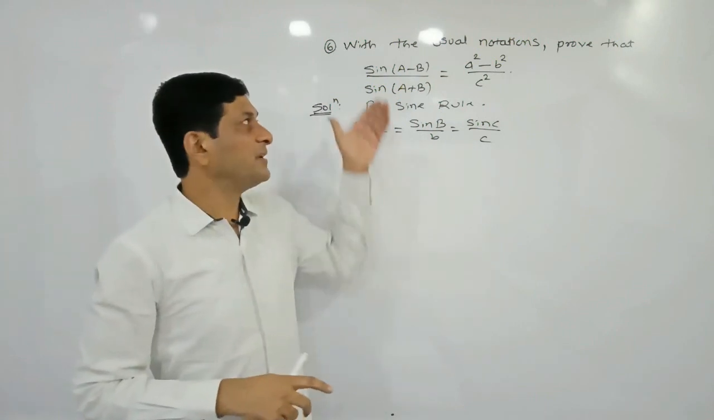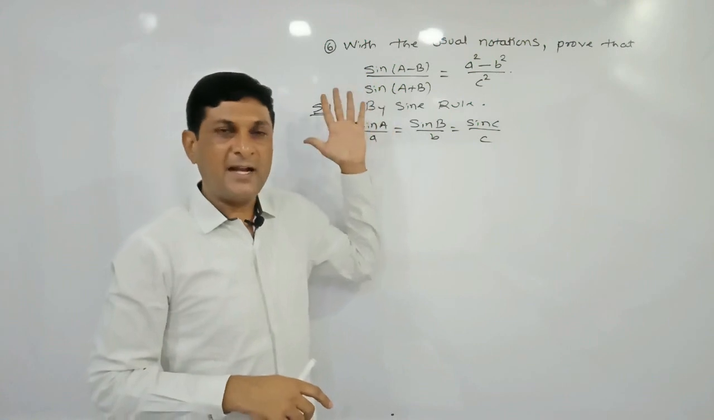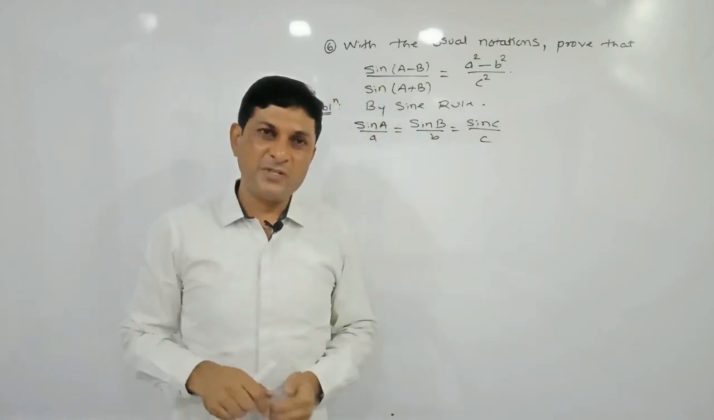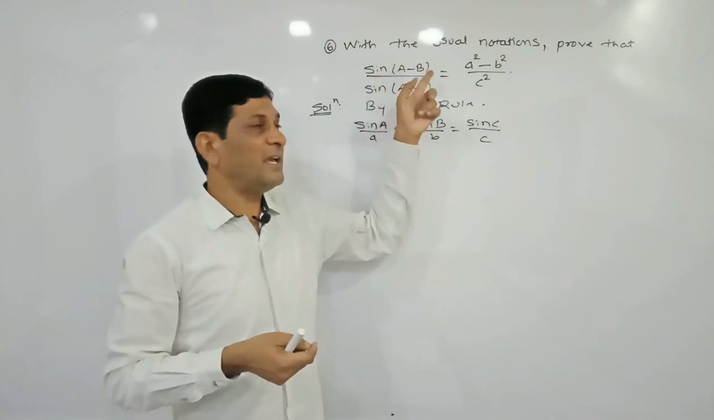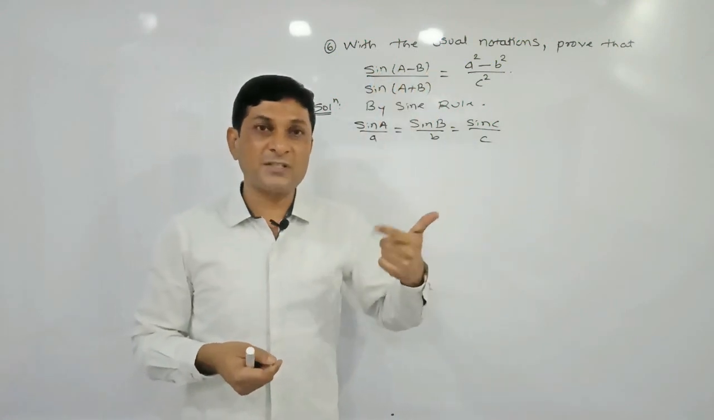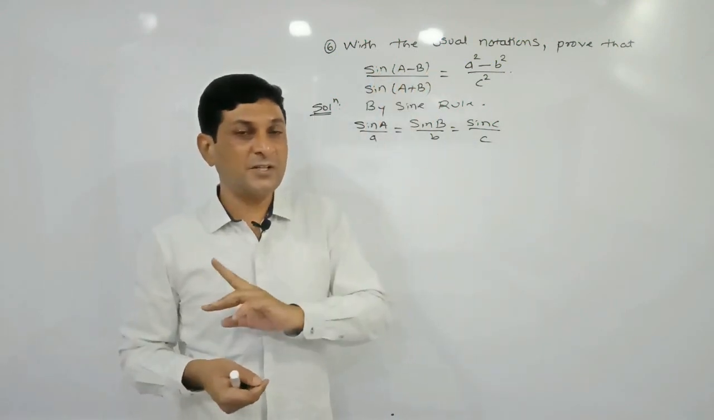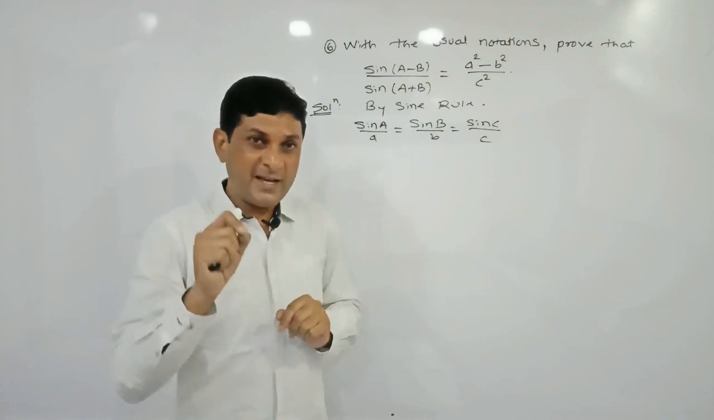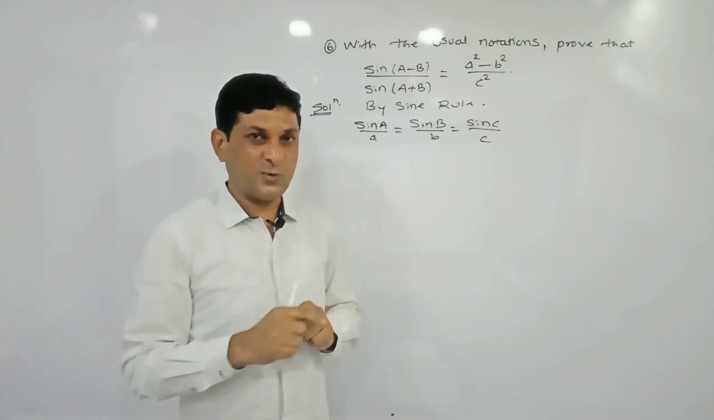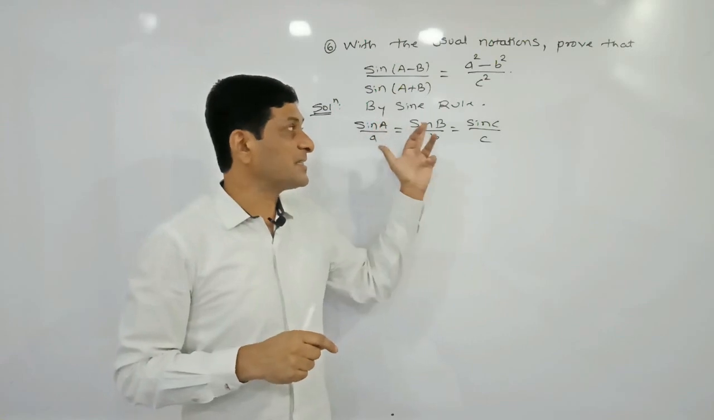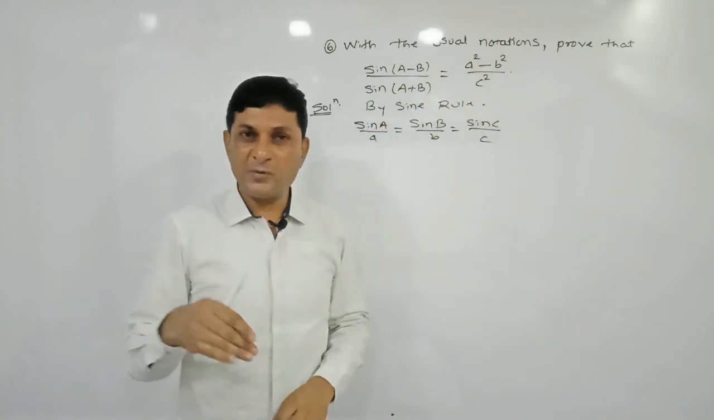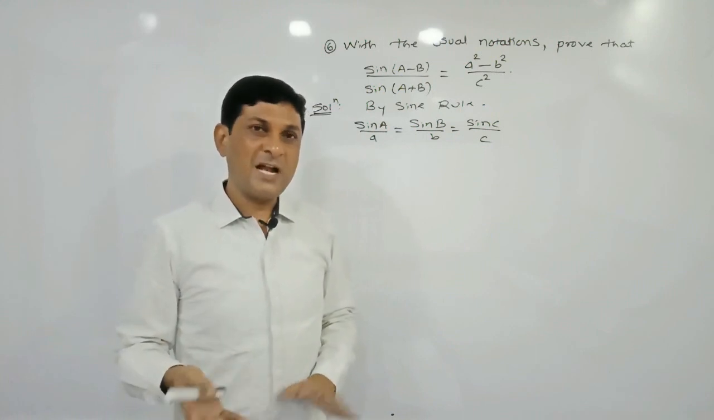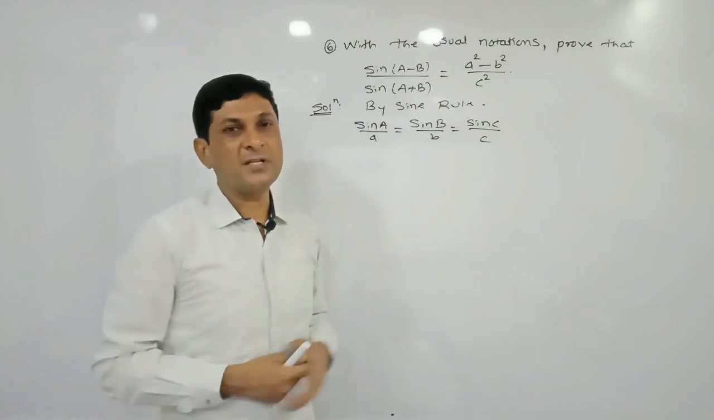So we will consider the left hand side and try to show that its value is equal to the right hand side. Here we can observe that sin(A minus B) can be expressed as sin A cos B minus cos A sin B. It means sin A and sin B exist. To convert sin A and sin B in terms of small a and small b, because the result is in terms of small a, small b, small c, we are making use of the sine rule.